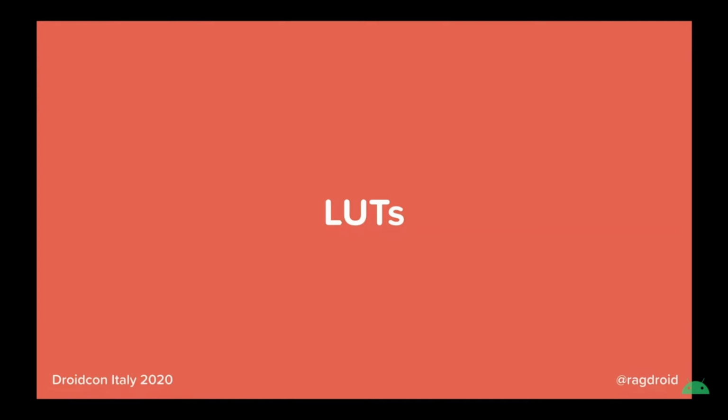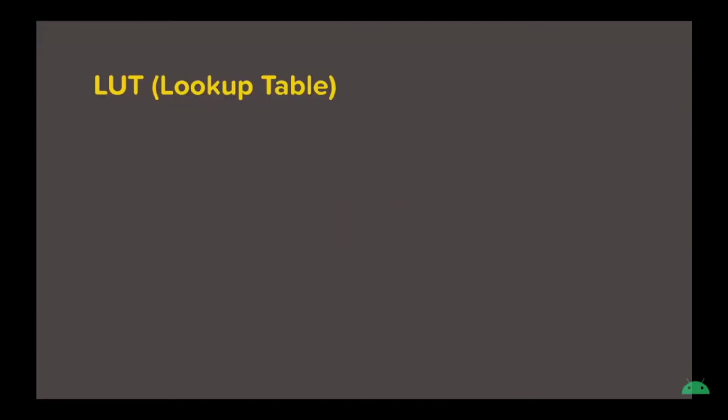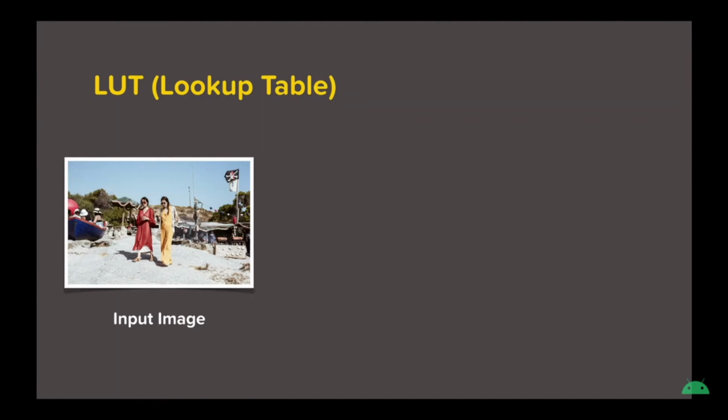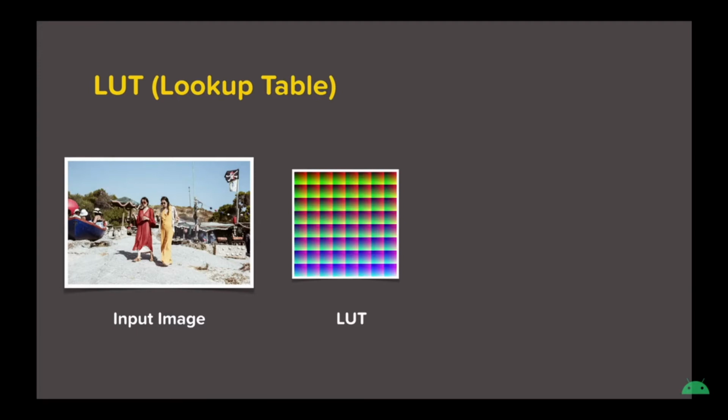So, what are LUTs? Like I keep talking about them. LUTs are basically lookup tables. For example, let's take presets out of our mind. From a fresh start, we have an input image and we have a lookup table. This is how a lookup table looks like. It has a bunch of color values.